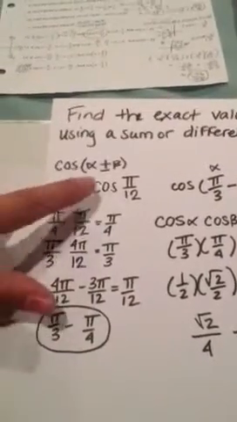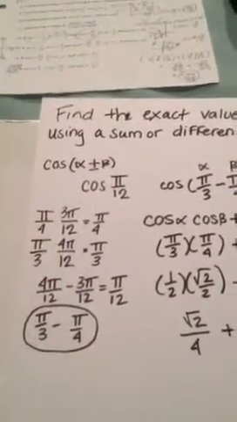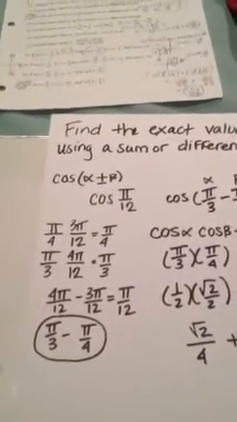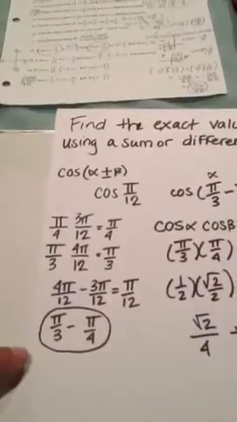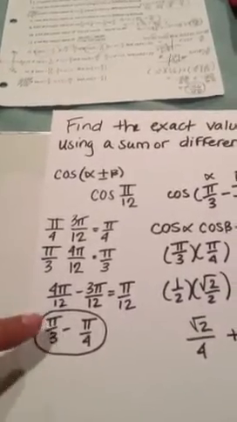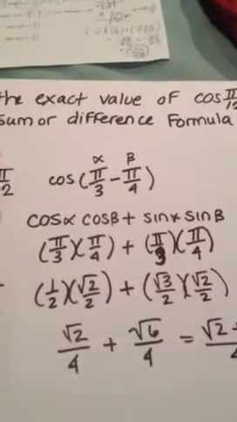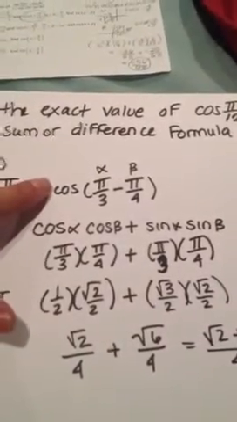Then to get pi over 12, you have to get a 1. So 4 pi over 12 minus 3 pi over 12 equals pi over 12. So you have to use pi over 3 minus pi over 4. For the next portion, you have to plug it into the cosine formula.